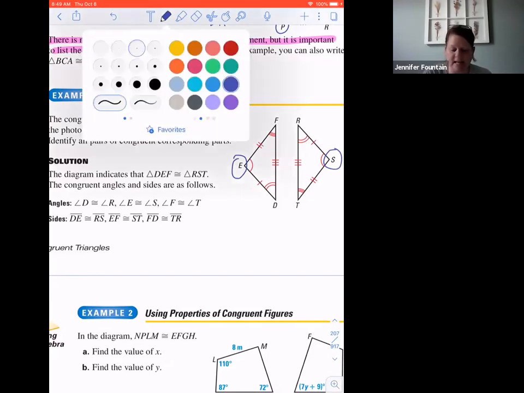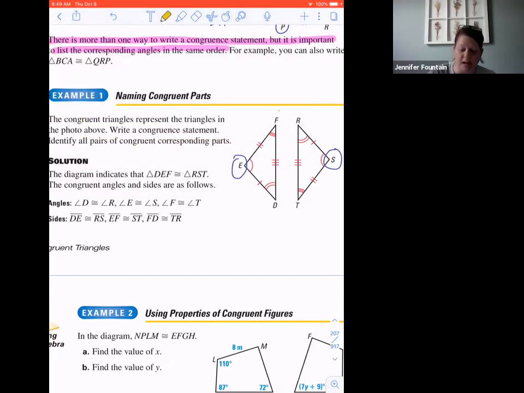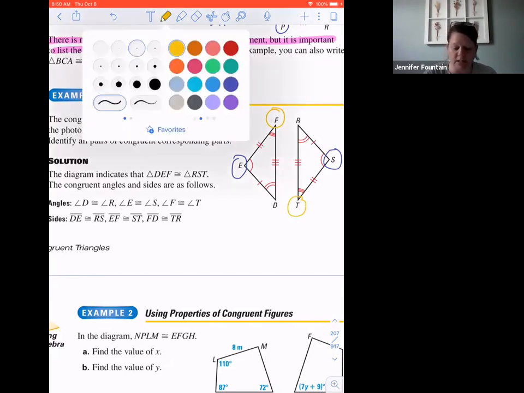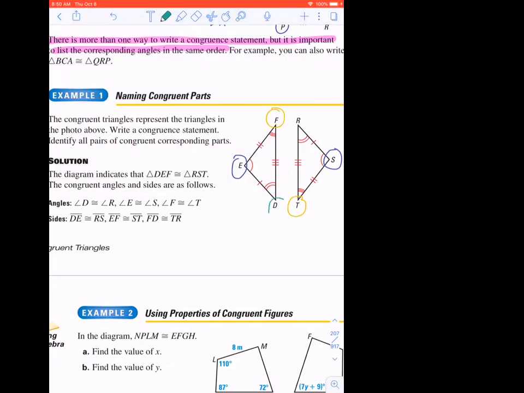Then if I go to F next, F corresponds with T. Again, I'm looking at those angle marks. They have flipped it, so you've got to look and see which ones correspond. And D is with R. Okay?